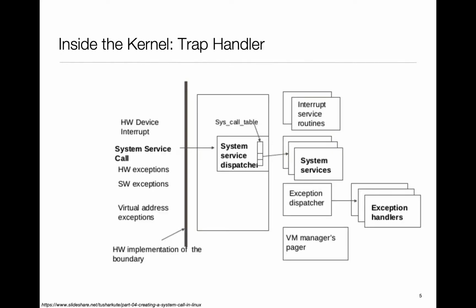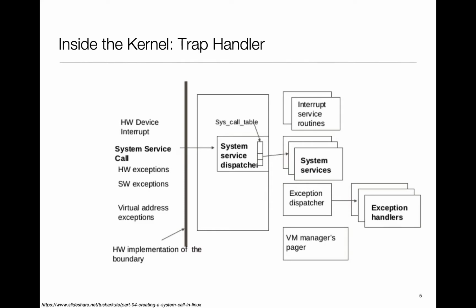To actually enforce these mechanisms, most kernels have what's called a trap handler. In between user mode and kernel mode, there's usually a hardware implementation of the boundary. Generally, processors have two modes, either user mode or kernel mode. They'll typically be equipped with hardware device interrupts, hardware exceptions, software exceptions, and virtual address exceptions. And on the user side, you'll have these system service calls.